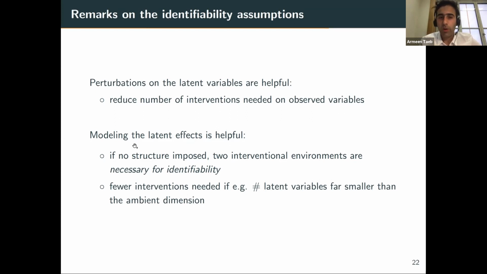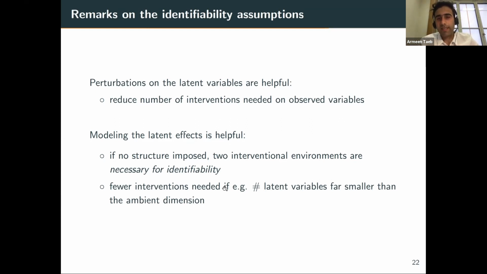Again, this gets to the point that modeling latent effects is useful, and this is something that previous work did not do. They just assume that there's no underlying structure, and hence typically was in this setting where you need a lot of perturbations. Okay, so now this is all good.